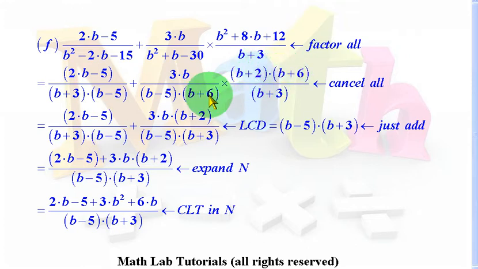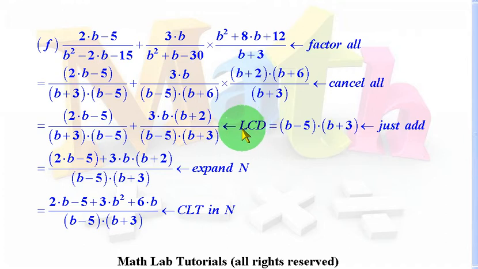When B plus 6 is canceled, what remains on top is 3B bracket B plus 2. What remains on the bottom is B minus 5, B plus 3. Okay, so now we've got something that's manageable. At this point, it becomes an LCD problem, because whenever you're adding two fractions, you have to find the lowest common denominator.